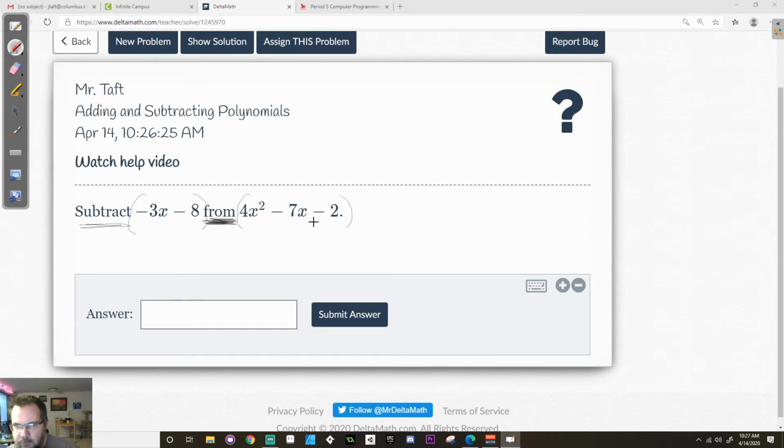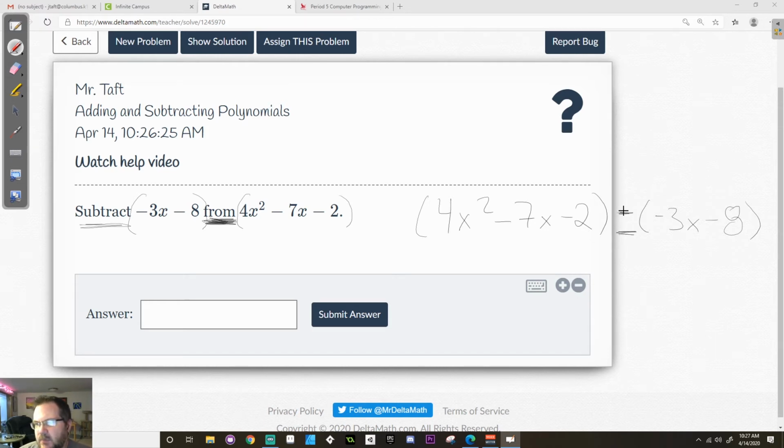Remember that from flips the order, preposition. So that means that in front, I'm going to have 4x squared minus 7x minus 2. And then from this, I'm going to subtract negative 3x minus 8. Okay? Now, like I said before, you want to pay attention to the symbol that's between these two. In this case, it's a minus.